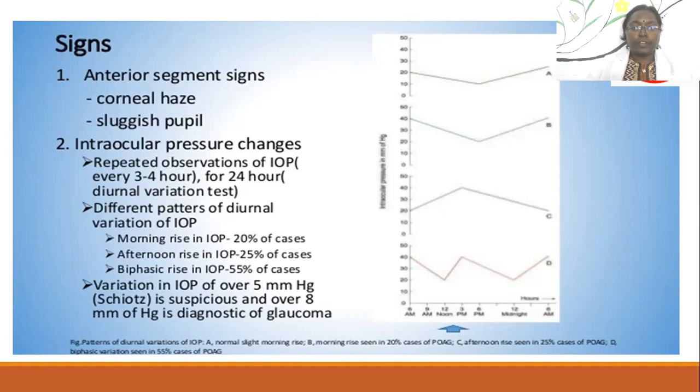You look for different patterns of diurnal variation of intraocular pressure. There's a morning rise in IOP seen in 20 percent of cases. Afternoon rise in IOP is seen in 25 percent of the cases, and biphasic rise is seen in almost 55 percent of the cases. Variation in IOP of over 5 millimeter of mercury is suspicious, and over 8 millimeter of mercury is diagnostic of glaucoma.